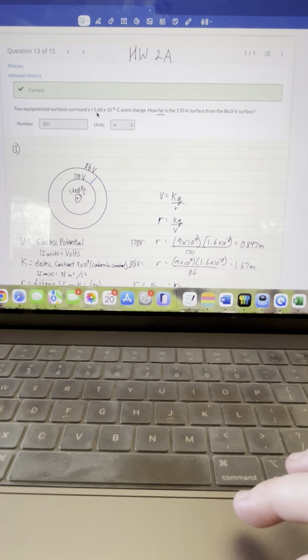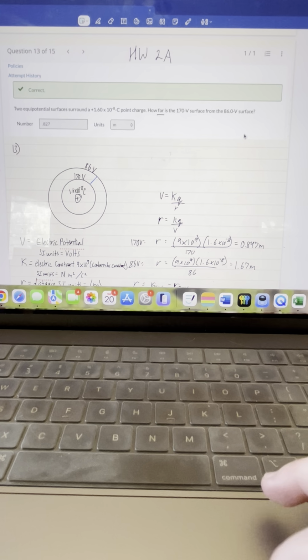For this week, I chose problem number 13 for homework 2A, and it says: two equipotential surfaces surround a positive 1.6 times 10 to the negative 8 coulomb point charge. How far is the 170 volt surface from the 87 volt surface?